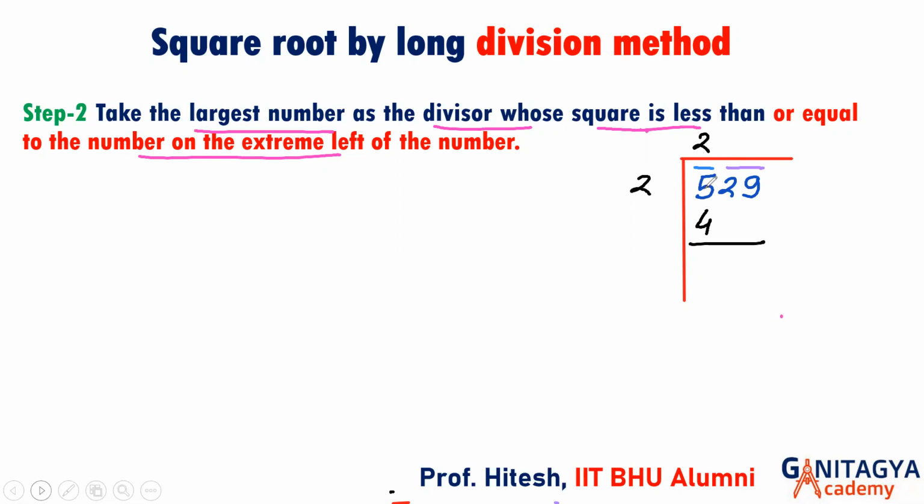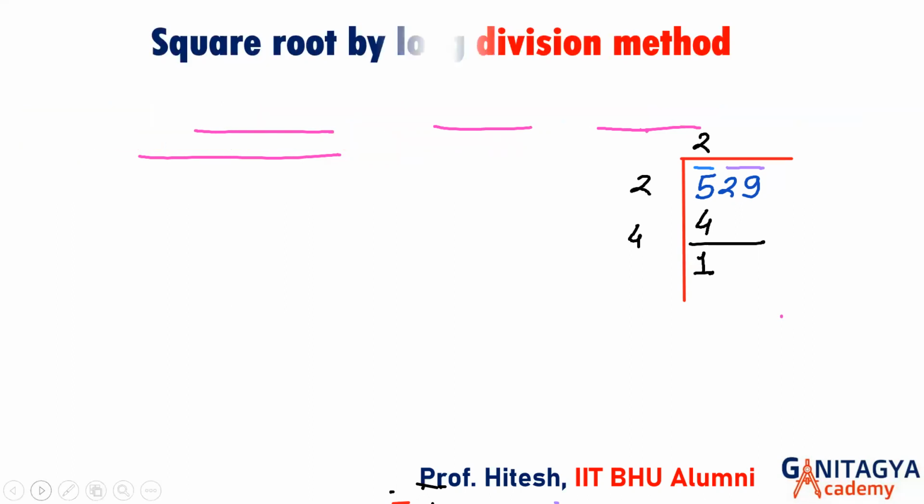The remainder 5 minus 4 will be 1. And here we will write 4 also. Here we write 4, which is the number we have written here. In the extreme left, that is the step: take the largest number as the divisor whose square is less than or equal to the number on the extreme left of the number. This is clear. Step 2 is clear.